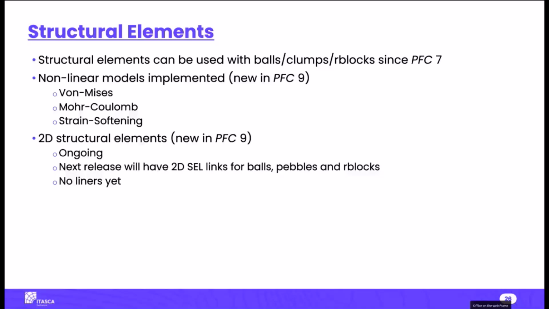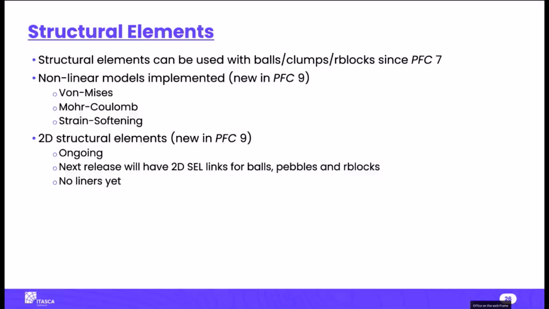So the structural elements are basically finite elements. There are 1D elements like beams or cables, and in 3D there are 2D elements, which are finite element shells. They can be used with balls, clumps, and rigid blocks. They could have been used since PFC 7. In PFC 9, they can be used with your PFC key. You don't need a special option or anything like that. What's new in PFC 9 is that there are now nonlinear models implemented into the structural elements themselves, so they can fail and have a plasticity response. This was not available before.